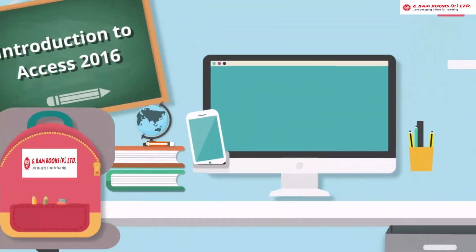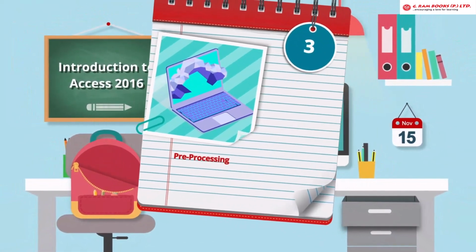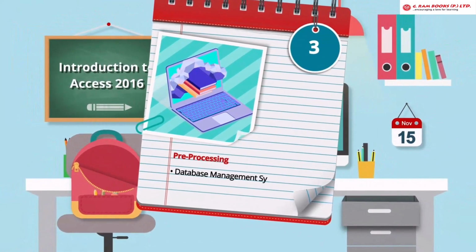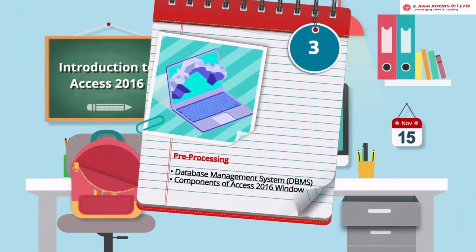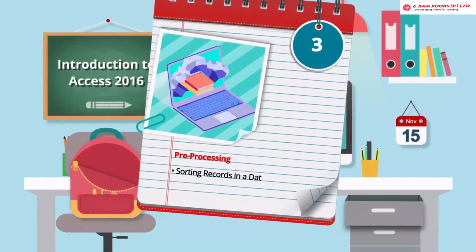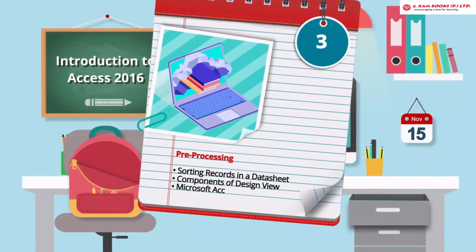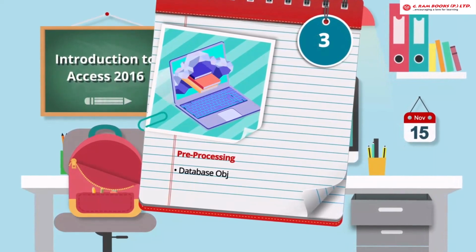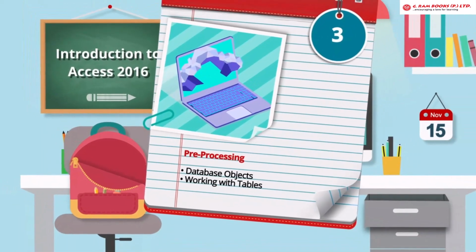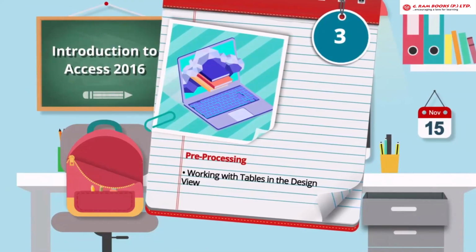Chapter 3: Introduction to Access 2016. Pre-processing: Database Management System (DBMS), Components of the Access 2016 window, Working with databases, Sorting records in a datasheet, Components of Design View, Microsoft Access 2016 Database Objects, Working with tables, Design View in Access, Working with tables in the Design View.